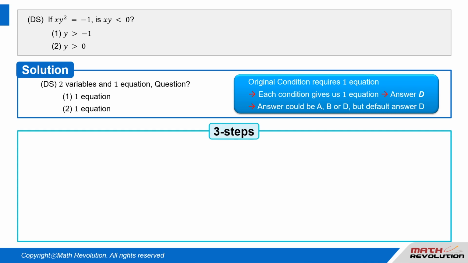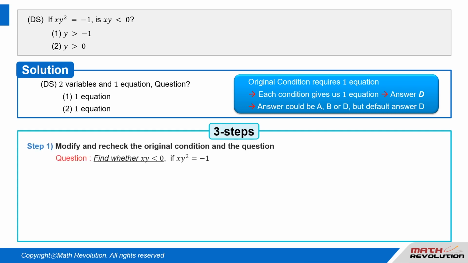Let's apply the three steps suggested previously. Follow the first step of the variable approach by modifying and rechecking the original condition and the question. We have to find whether x times y is less than 0 if x times y squared equals -1. The equation x times y squared equals -1 can be true only when x is less than 0, since y squared is greater than 0.